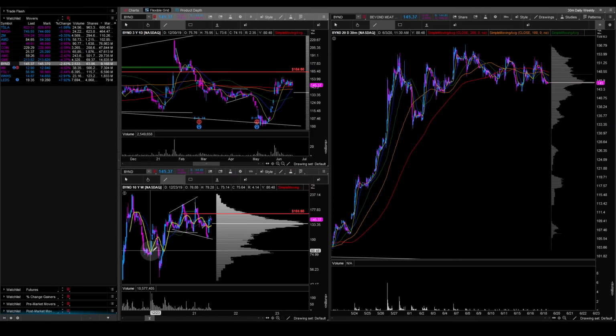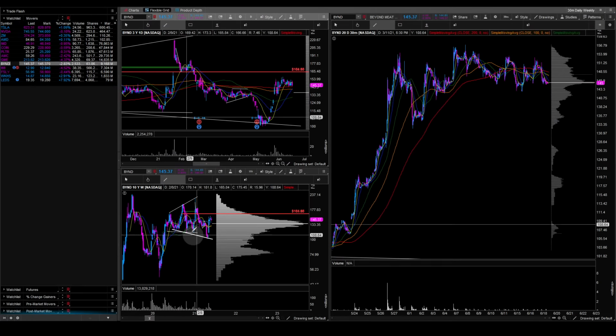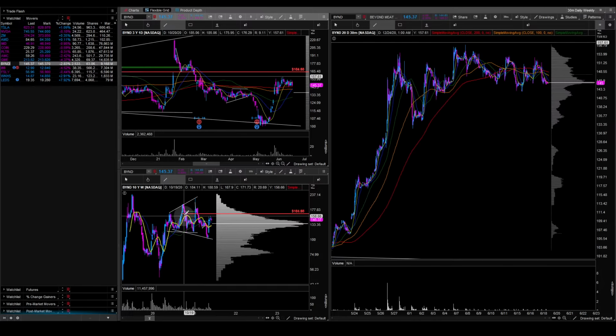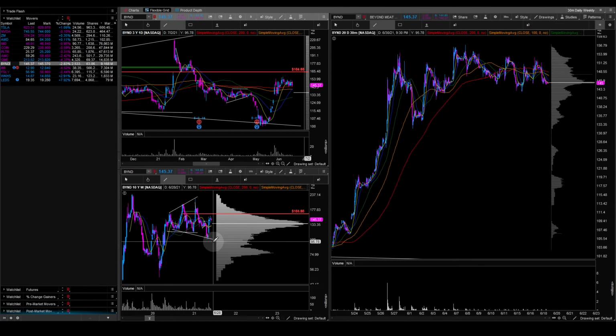Anyway, BYND megaphone pattern, right? This is what happens with these things. And it bounced right off megaphone pattern support off of this candle and this one, forming this support area. So a little down and sideways wouldn't surprise me, but it's balancing on the daily.